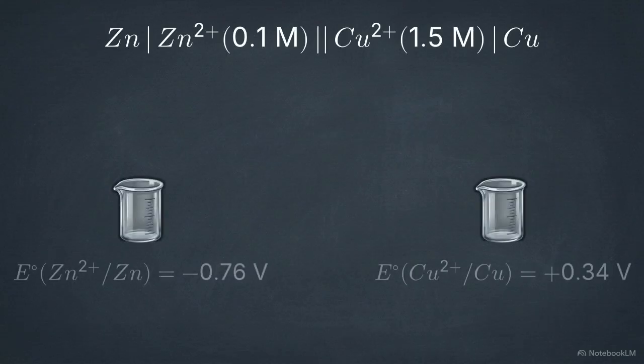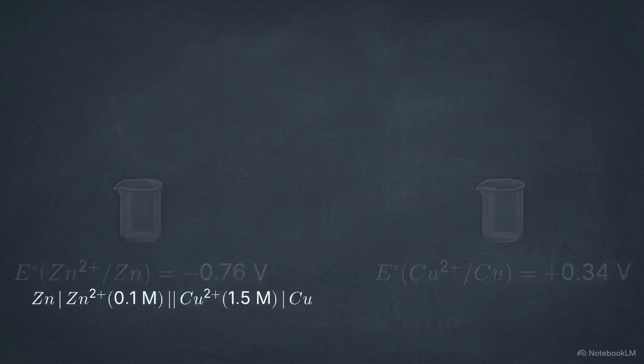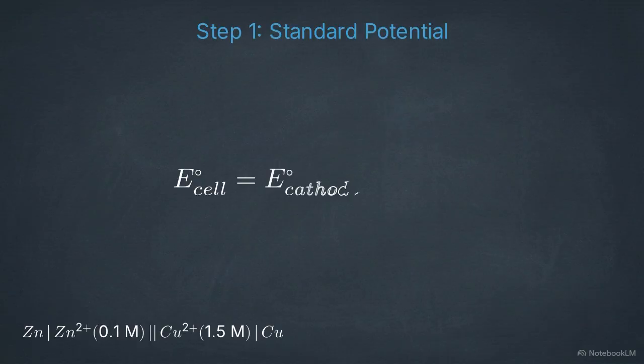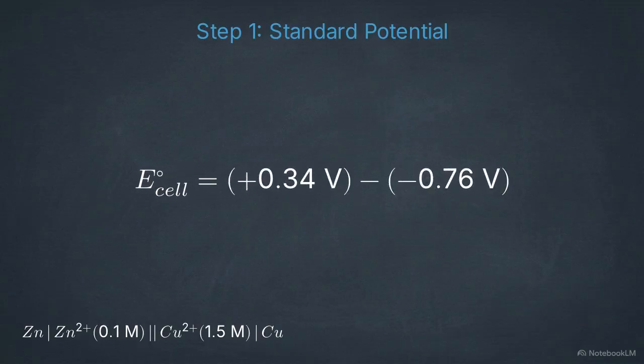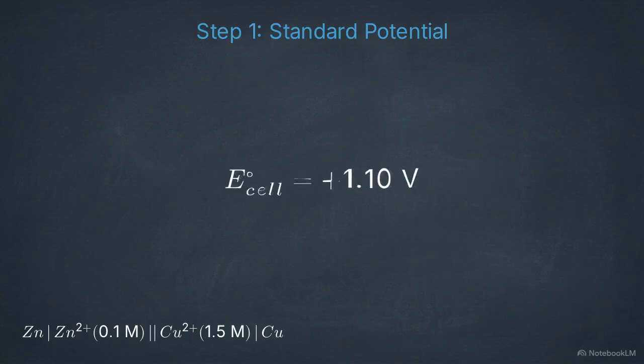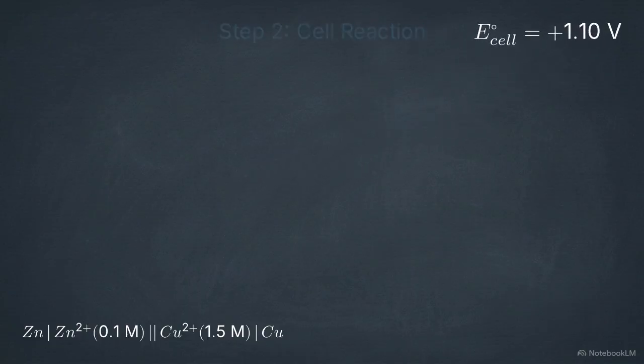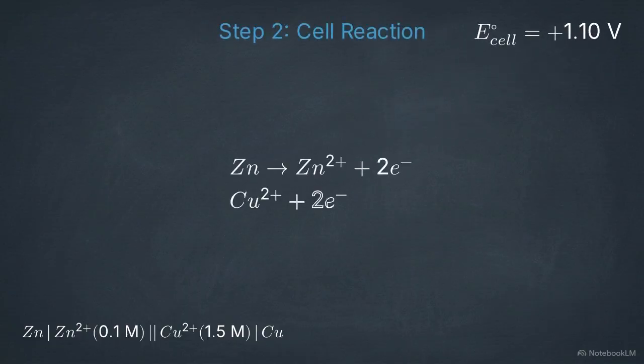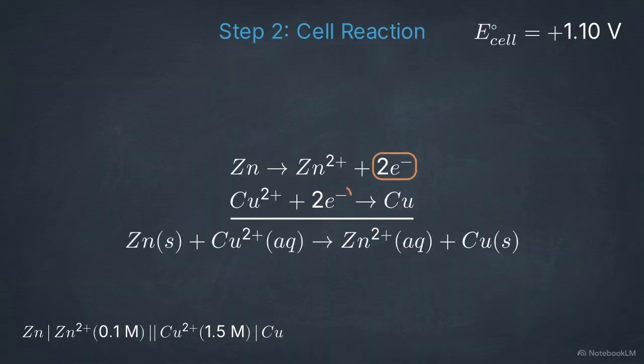Let's test this with a standard board exam scenario. This layout displays a zinc-copper cell where the concentrations are completely unbalanced. The zinc ions sit at 0.1 molar, while the copper ions are packed in at 1.5 molar. The breakdown begins with step 1, finding the standard potential. We subtract the anode's reduction potential of negative 0.76 volts from the cathode's positive 0.34 volts. The perfect lab baseline is exactly positive 1.10 volts.